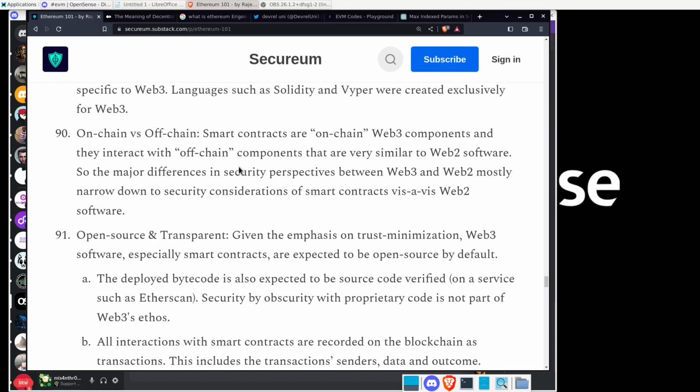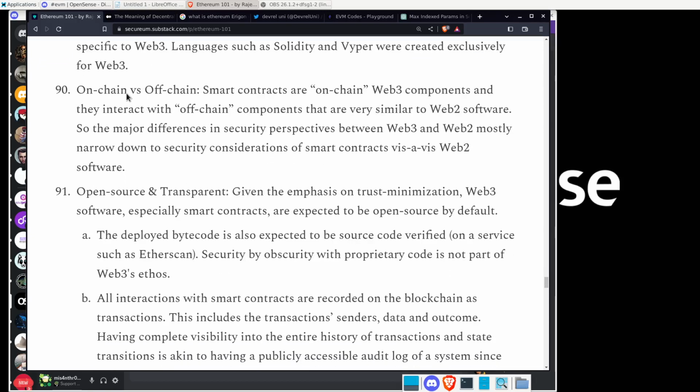On-chain versus off-chain. So this is important. A lot of things happen off-chain. Most of our applications are still Web2 based, so they're still running some React and some AWS server and just talking to a smart contract. So a huge part of Web3 is still Web2.